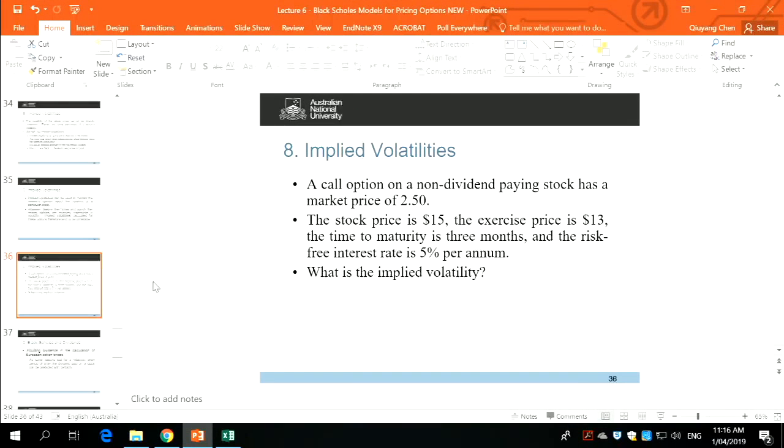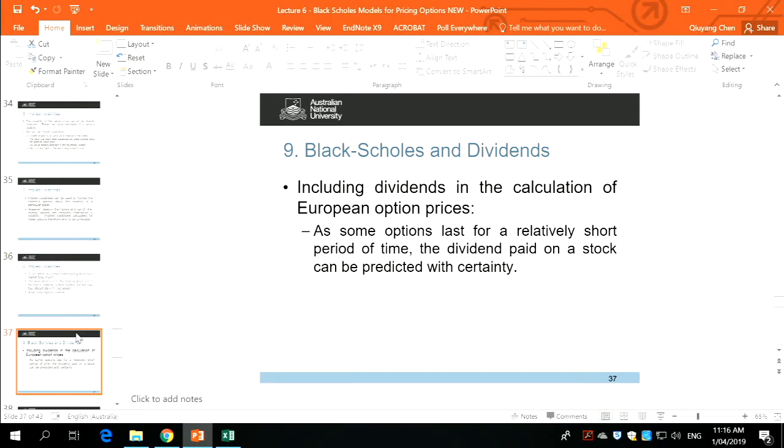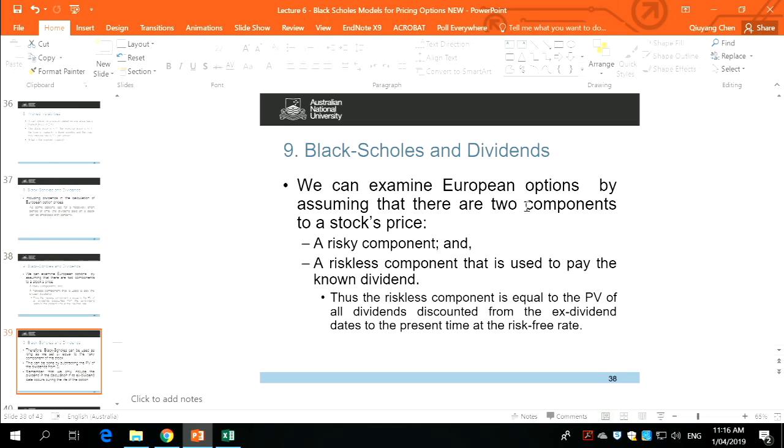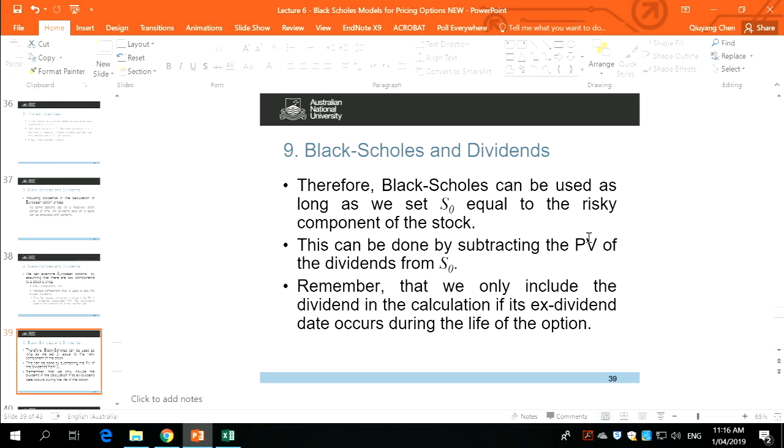Okay, so that's your implied volatility. And lastly, let's have a look at how we're dealing with dividends. Basically, the way we're going to deal with the dividend paying stock is very similar to the way we treat dividends in the futures pricing. We simply subtract the present value of the dividends from the current share price S0. Okay?